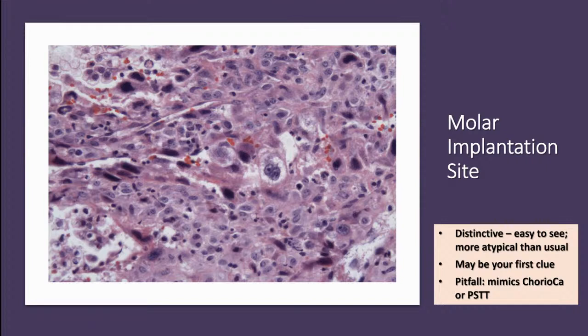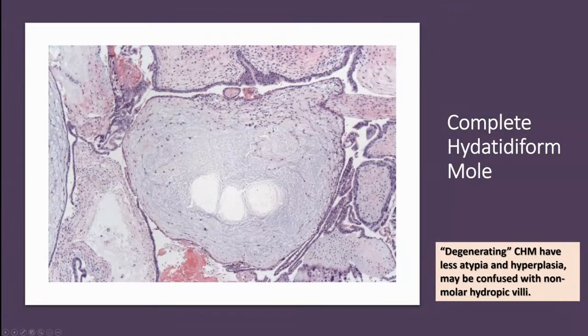Again, there's the pitfall that you may be looking at choriocarcinoma or PSTT, so you need to consider the possibility and look for other moles. So here's another example of cavitating villi. In this case, the shape isn't quite as complex. It's a little bit rounder. And there's perhaps less atypia. There's some trophoblast proliferation. And it's cases like this where you have to make sure that you're not confusing it with a non-molar hydropic villi, a hydropic abortus.